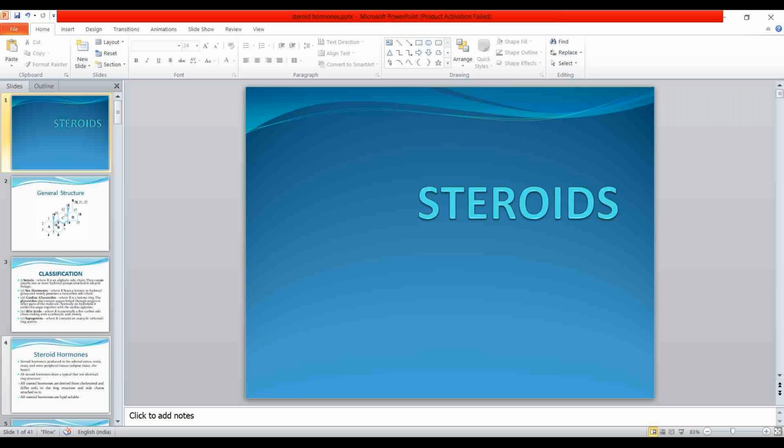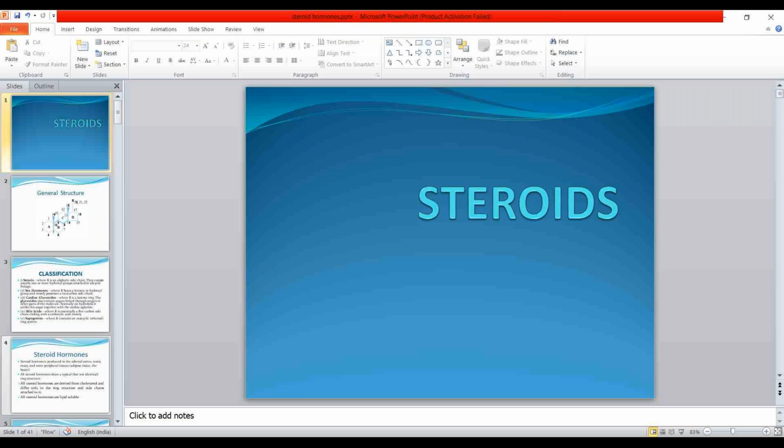Now, if you see a typical steroidal structure, you will see that it has 4 rings, and out of those 4 rings, 3 of the rings are benzene rings. Okay, I assume you can see it. I'll show you the structure of steroids.